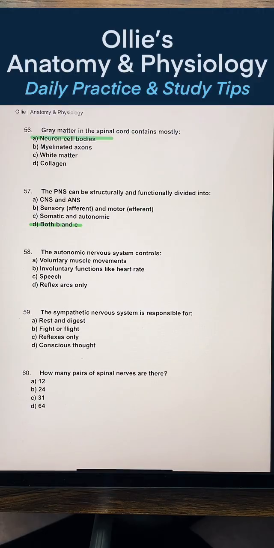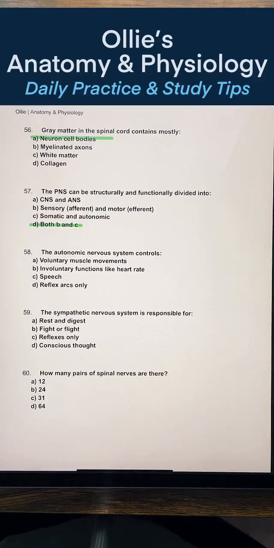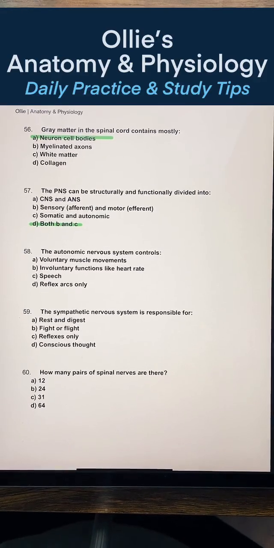Number 58, autonomic nervous system controls what? A, B, C, or D? What do you guys think?